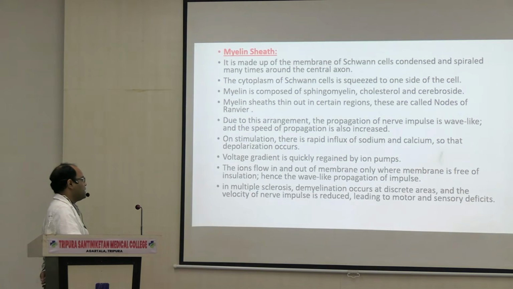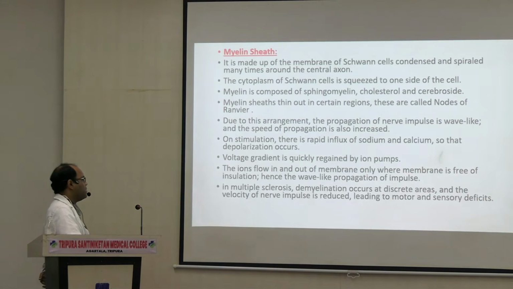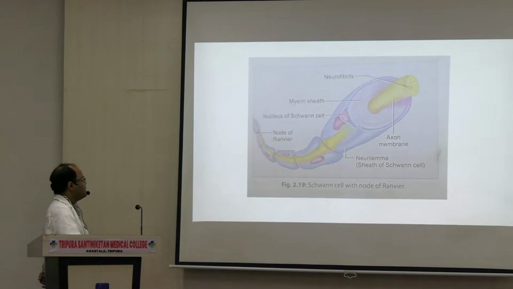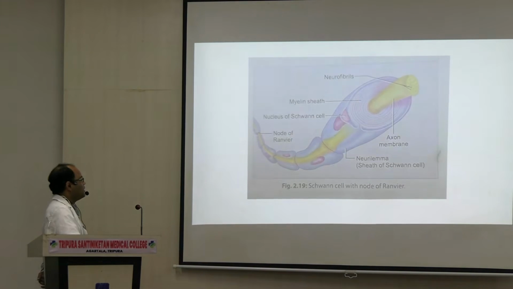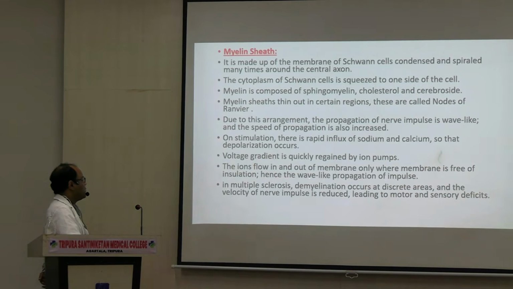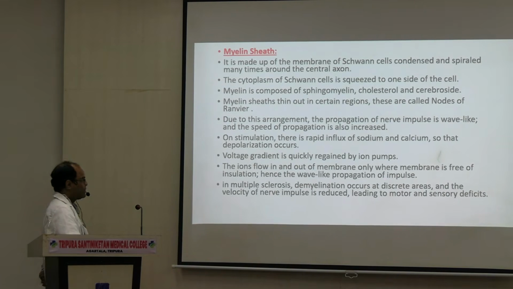The ion gradient is quickly regained by ion pumps. The ions flow in and out of the membrane only where the membrane is free of insulation. For example, this area is free of insulation, hence the wave-like propagation of the impulse occurs.